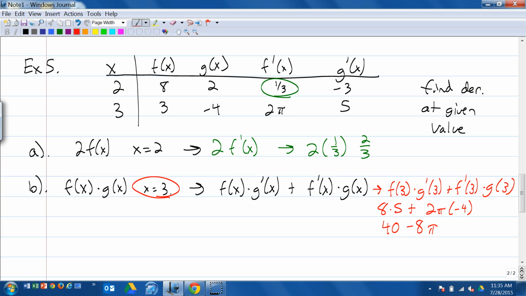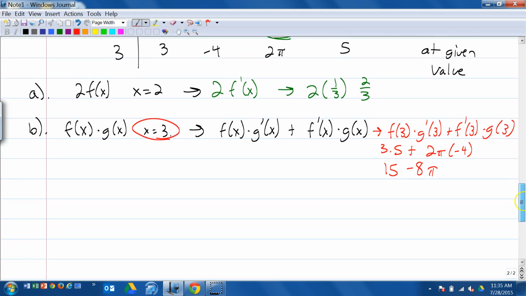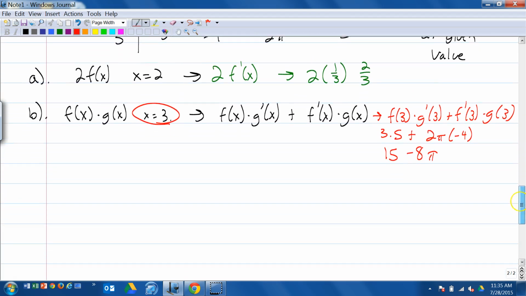40 minus 8 pi, unless I did something wrong, which I did, because f of 3 is not 8. That's f of 2. Sometimes you look at the table wrong. So this should be 15 minus 8 pi, 3 times 5. And that is now correct. So just be careful. We all make mistakes. Just be careful reading the table. Make sure you're looking at the right row when you do that.